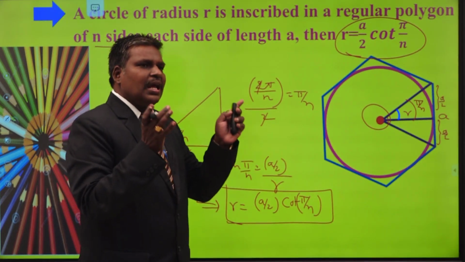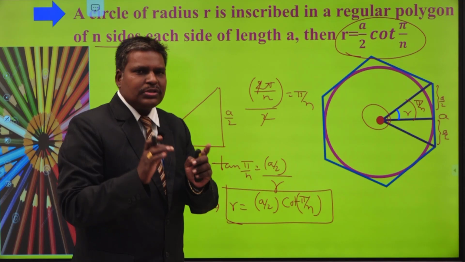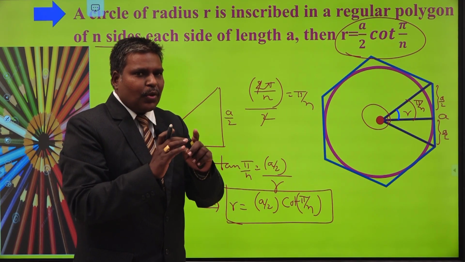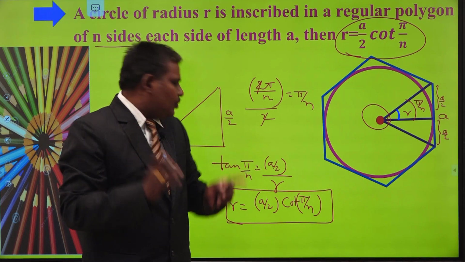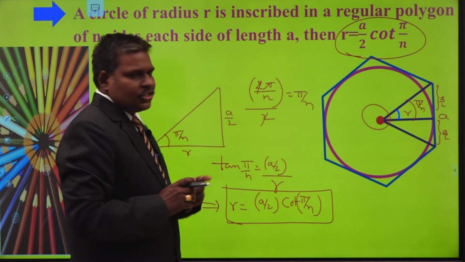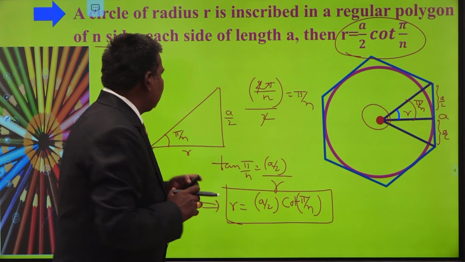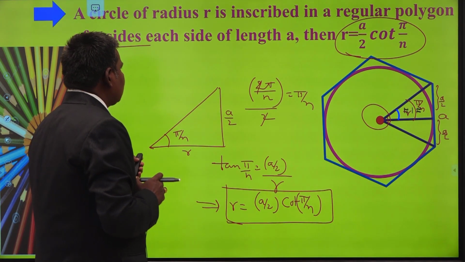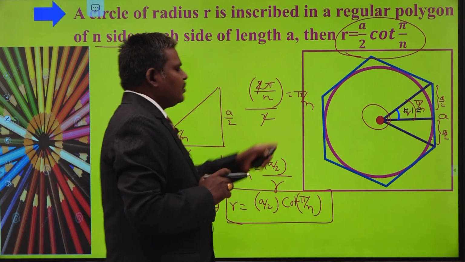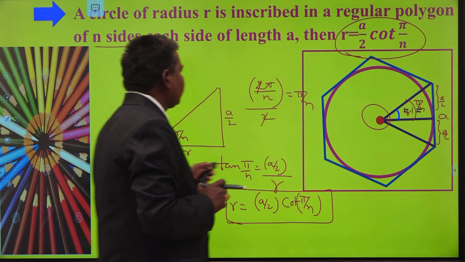Remember, your regular polygon is inscribed, you have to use R is equals to a by 2 cosecant pi by n. Your regular polygon is circumscribed about the circle, you have to use R is equals to a by 2 cot pi by n. With the help of these two results, let us do some problems. How to do this one? Let us see. This is the corresponding problem.